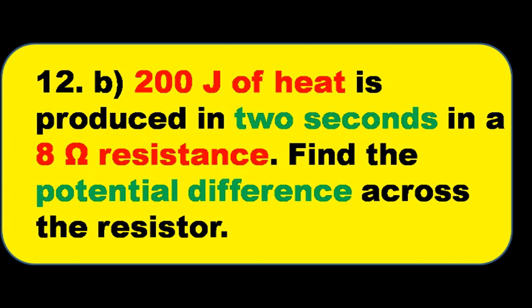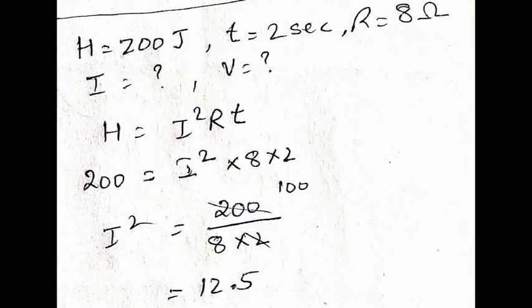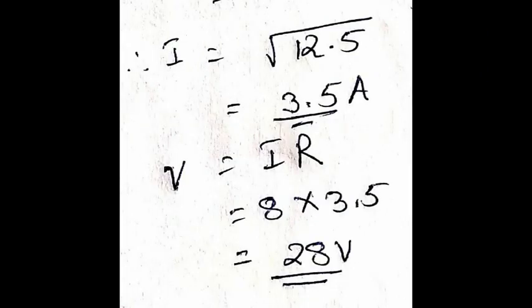200 joule of heat is produced in 2 seconds in an 8 ohm resistance. Find the potential difference across the resistor. H is equal to I square RT. Substituting the values, we get I square is equal to 12.5. I is equal to root of 12.5, which is 3.5 amps. V is equal to IR, that's equal to 8 into 3.5, which is 28 volts.